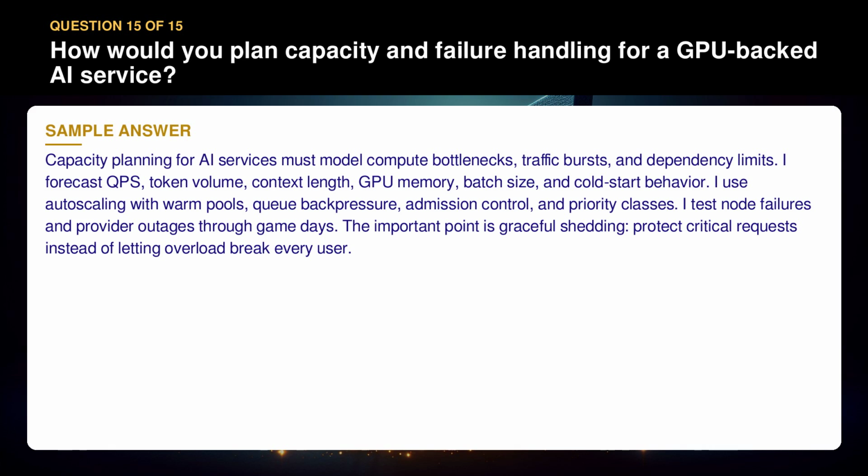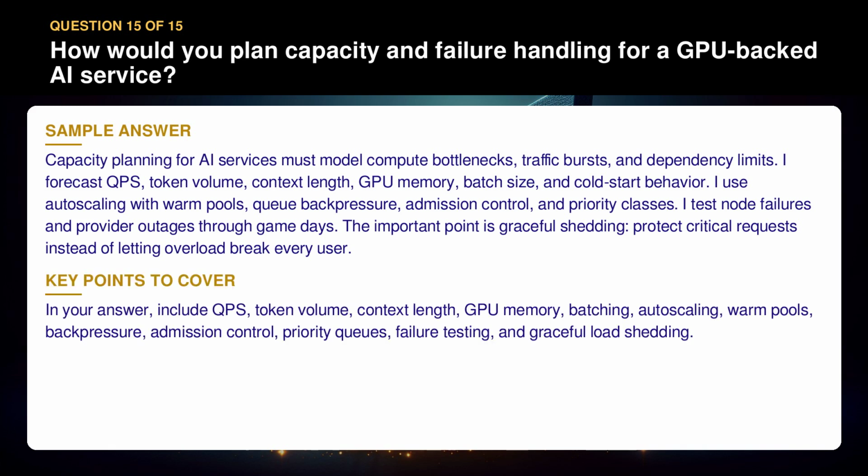I test node failures and provider outages through game days. The important point is graceful shedding. Protect critical requests instead of letting overload break every user. In your answer, include QPS, token volume, context length, GPU memory, batching, auto-scaling, warm pools, back pressure, admission control, priority queues, failure testing, and graceful load shedding.